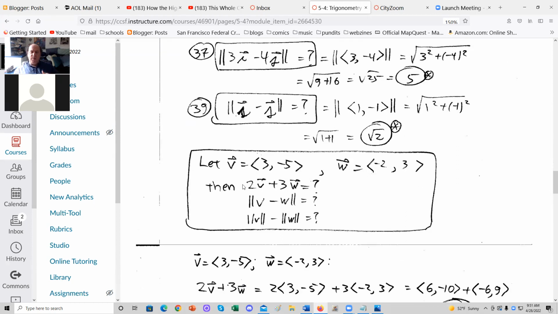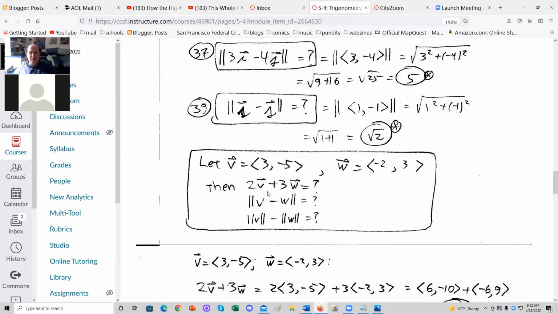Now here's a curious one. Here's the vector v, 3 by -5. Here's the vector w, -2 by 3. What's 2v plus 3w? What's the length of v minus w? And slightly different, what's the length of v minus the length of w? This is a definite case where order of operations counts. One would subtract and take a length. The other would take lengths and subtract.